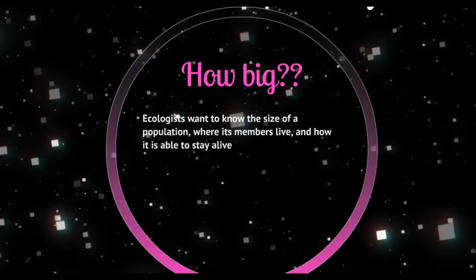Alright, so that gives you a little bit of an idea about community and population and ecosystem. The big difference between a community and an ecosystem is that an ecosystem involves non-living factors. So ecologists sometimes want to know the size of a population, where its members live, and how it's able to stay alive. And to do that, they have to go into the environment of the organism and do a lot of counting and a lot of estimating.